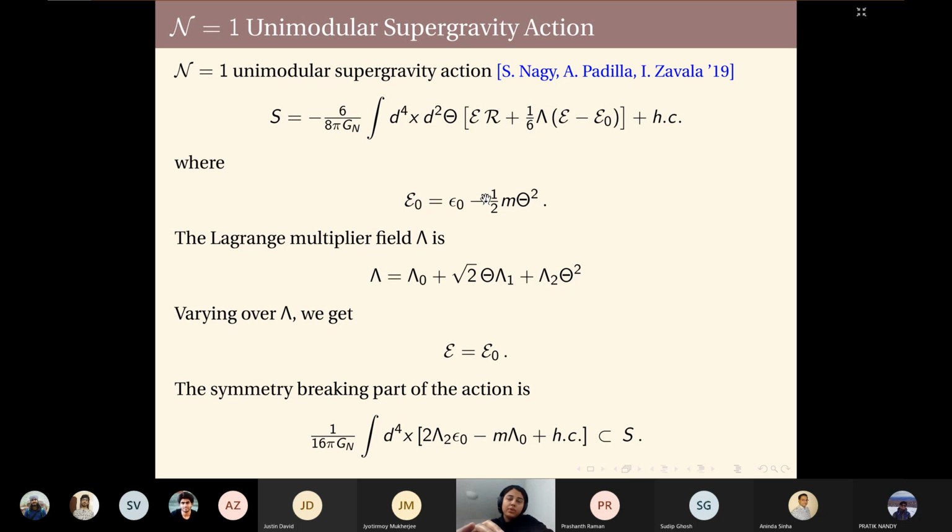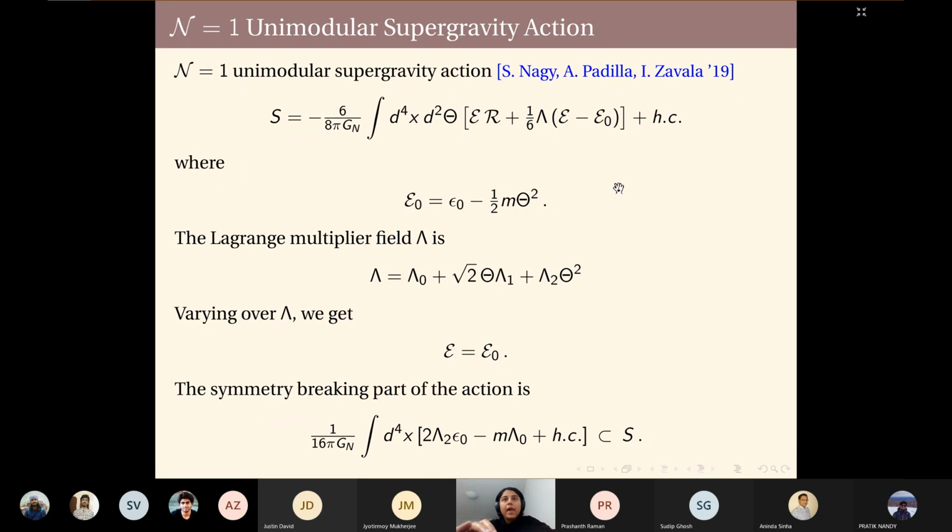So its spinor component has been set to 0 for simplicity. So it only has the lowest component and the theta square component. And these are the components of the Lagrange multiplier superfield. So when we vary over lambda, we get this condition.